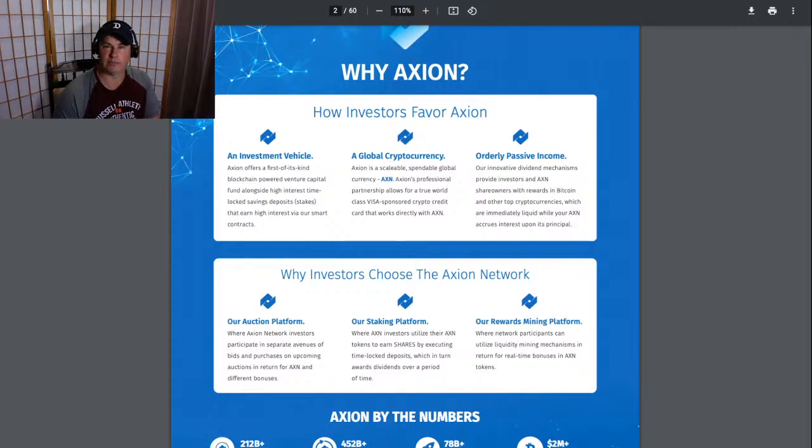Orderly passive income, and this will be very important to many of you. Our innovative dividend mechanisms provide investors and Axion share owners with rewards in Bitcoin and other top cryptocurrencies. So that's coming down the line, so watch out for that.